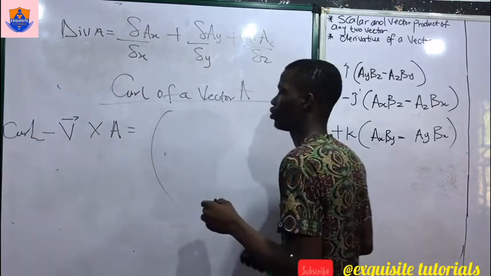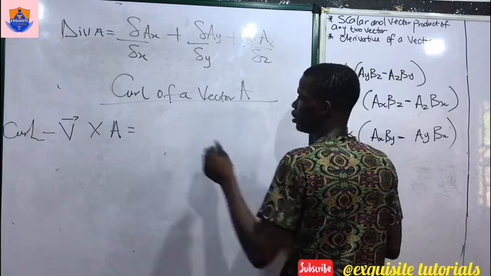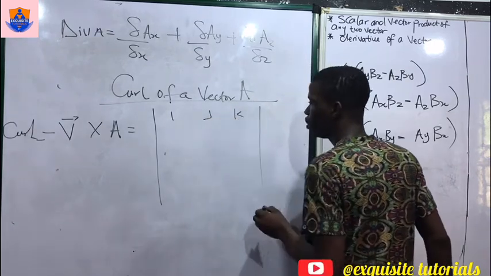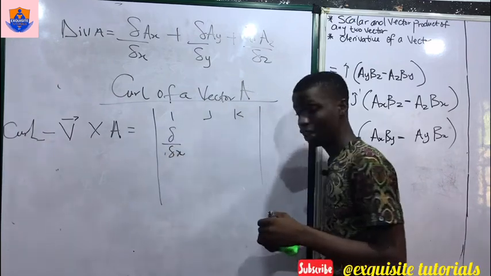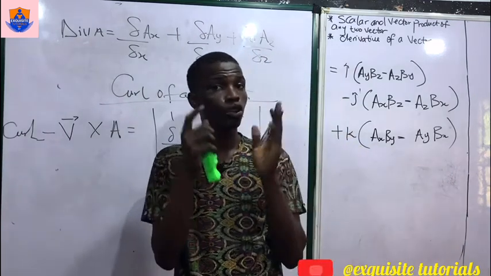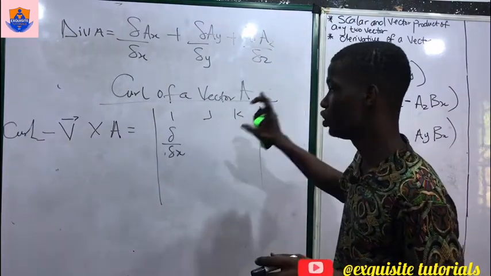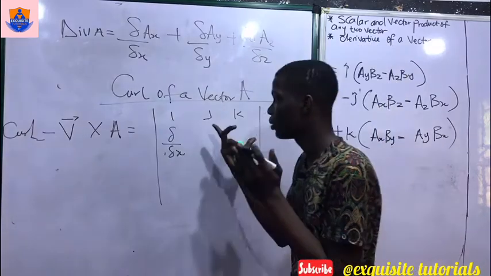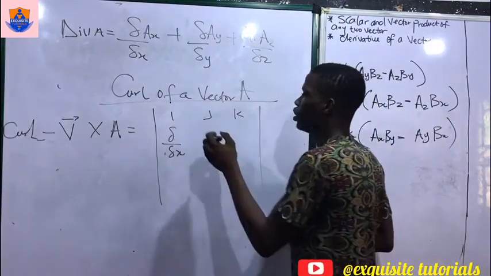And remember, anytime we are cross producting, like I said, the normal format which you usually use in solving that kind of cross product, we will be using the determinant format. Determinant format is this stuff I'm trying to create.